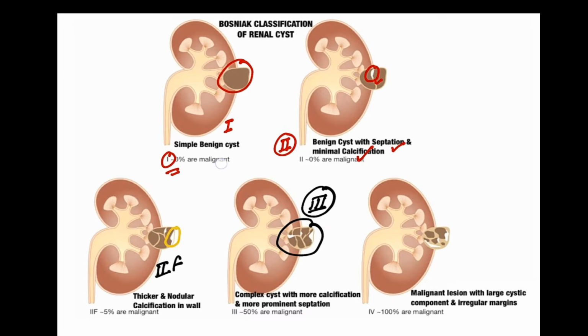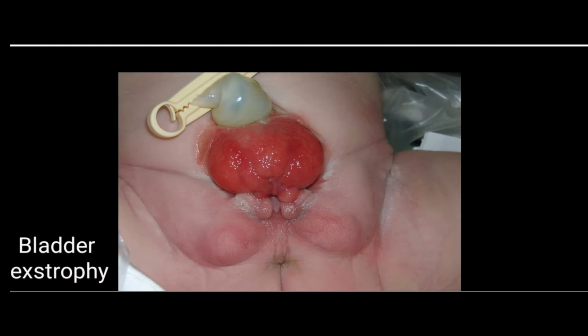Benign simple cyst, then we have the septation, then calcification, then more septation and calcification, and then malignant cyst. This is Bosniak classification of renal cyst.